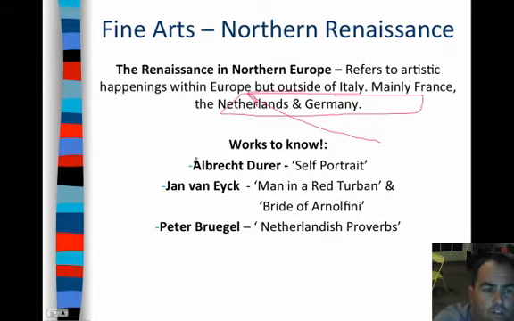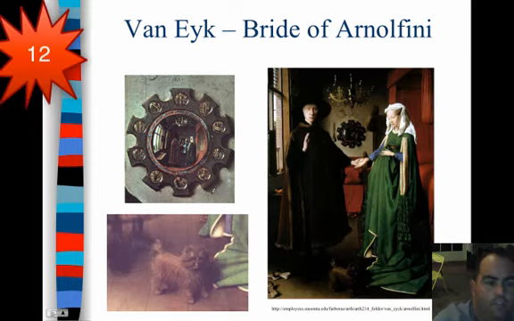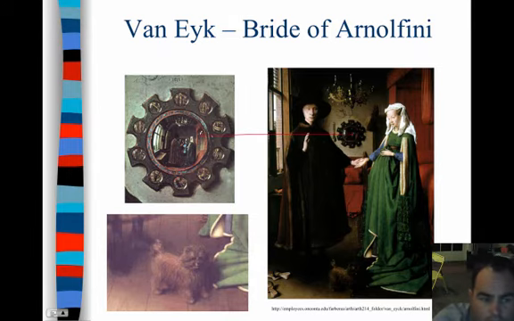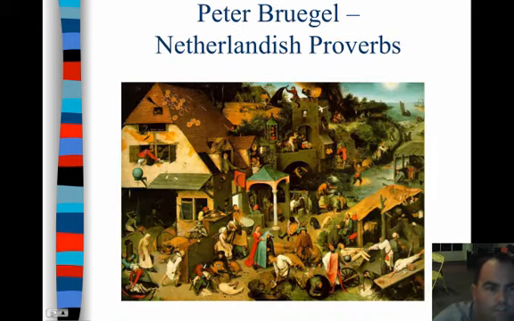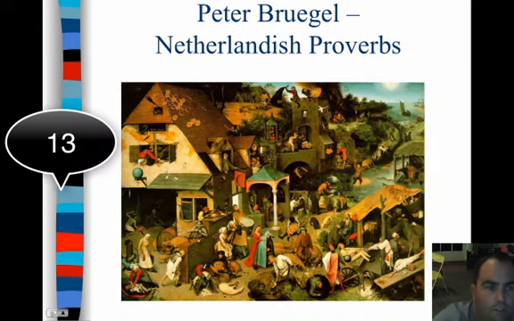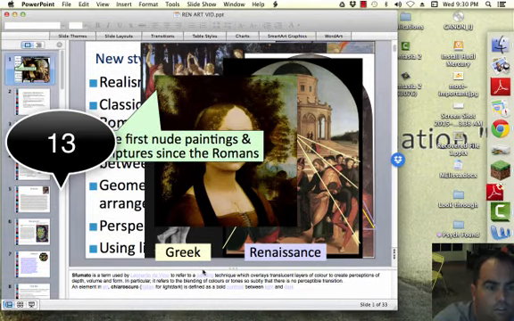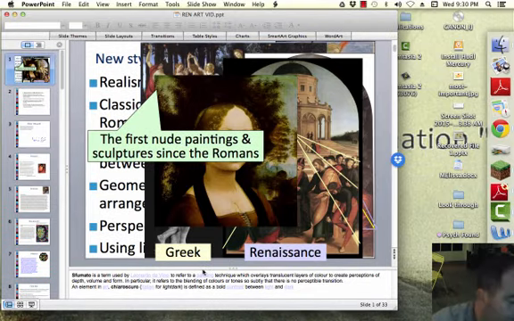Who do we need to know? Dürer, Van Eyck, and Bruegel. Van Eyck is amazing. Look at this painting, right? The Bride of Arnolfini. This is the mirror that's here. That's the dog that's there. Amazing, amazing. Here you see Bruegel. I always butcher that. All right, so that's our video on Renaissance art.